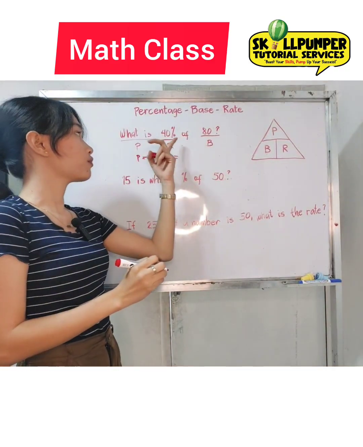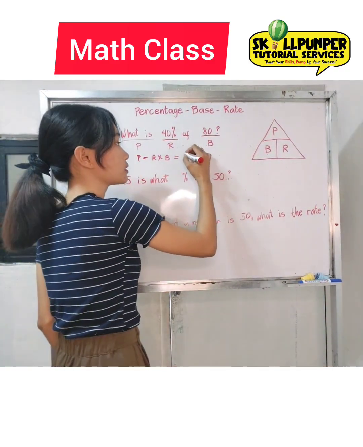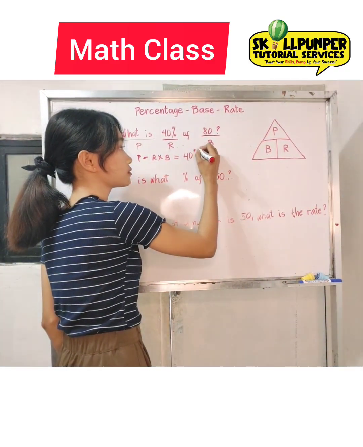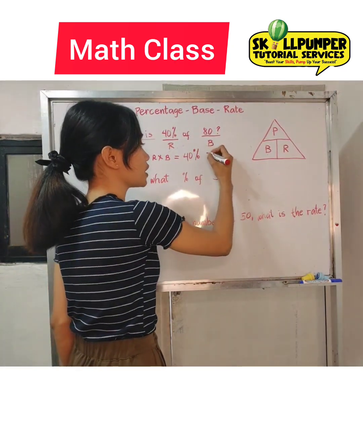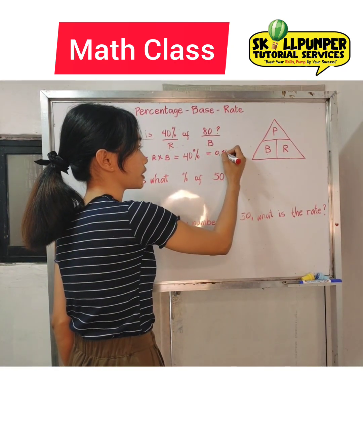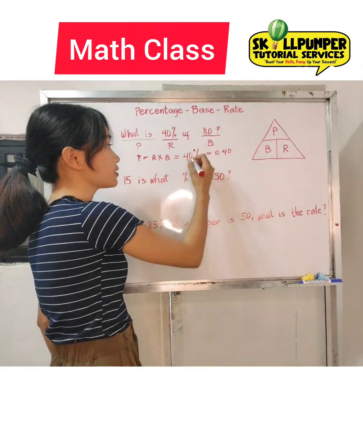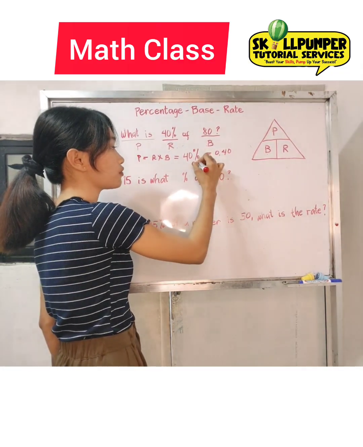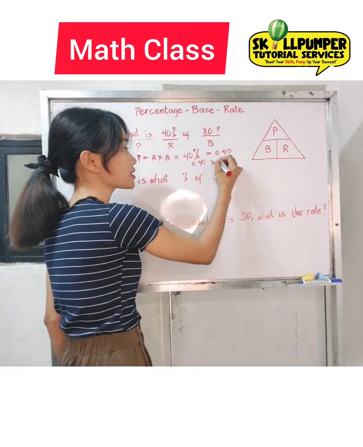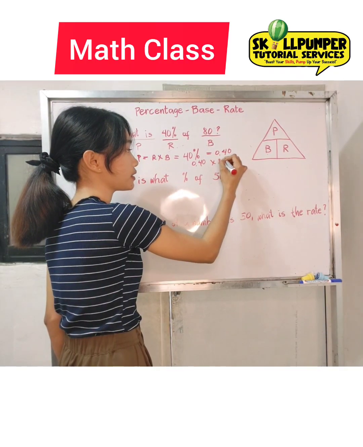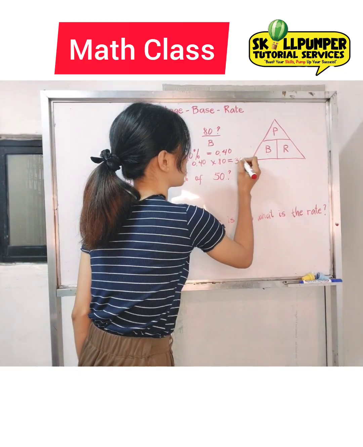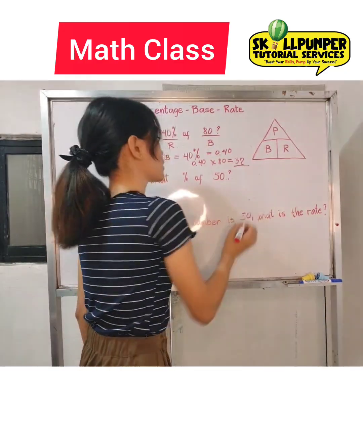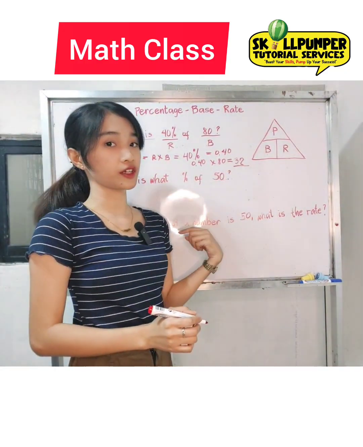So, 40%, i-convert natin siya, yung 40% that is equal to 0.40. And so 0.40 times 80. That is 32. So our base is 32.